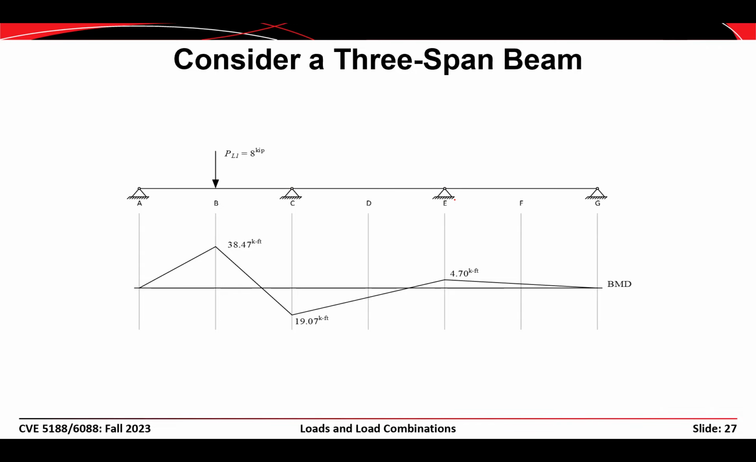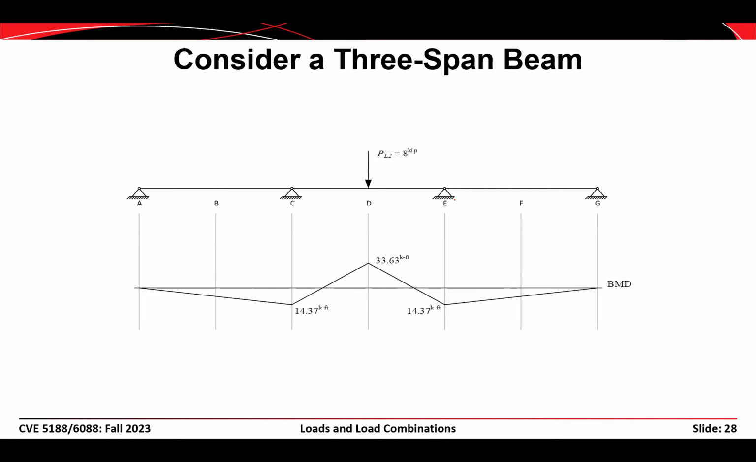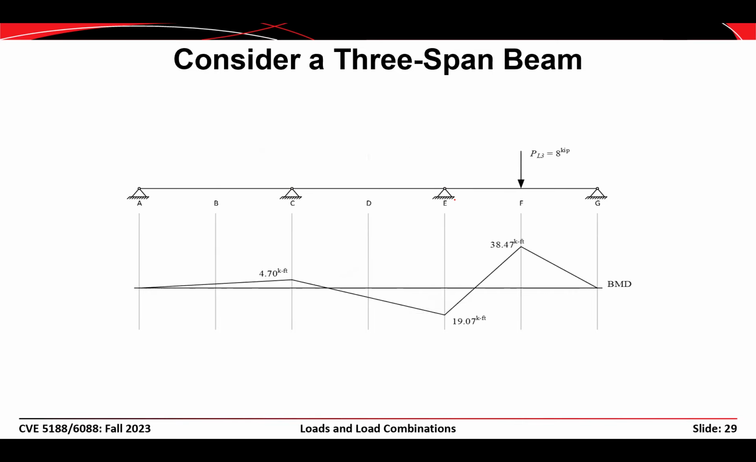I have a point load that's live in span number one of 8 kips. That gives me the bending moment diagram that's shown here with a maximum moment of 38.5 kip feet in the first span. Then I'm going to consider a point live load in the second span, also 8 kips, and that gives me this bending moment diagram. And then I'm going to consider a point live load in the third span, also of 8 kips, and that gives me this bending moment diagram. And so what I'm going to do is use those three loads as a basis to illustrate how these different load combination types work in SAP 2000.